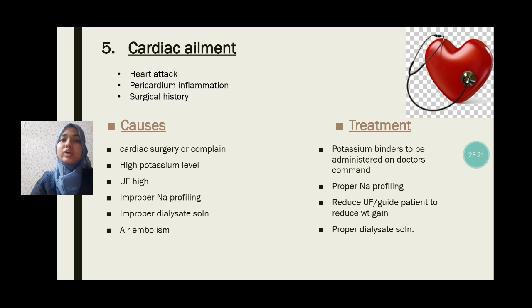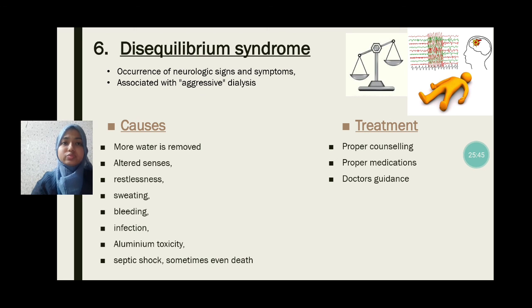If sodium profiling is not done, do a proper sodium profiling. Reduce the UF. If the UF rate, ultrafiltration rate, is on the higher side, then it should be reduced, and guide the patient about weight gain, not to gain so much. 1 liter per day is the guideline which says about this, and proper dialysate solution should be used.